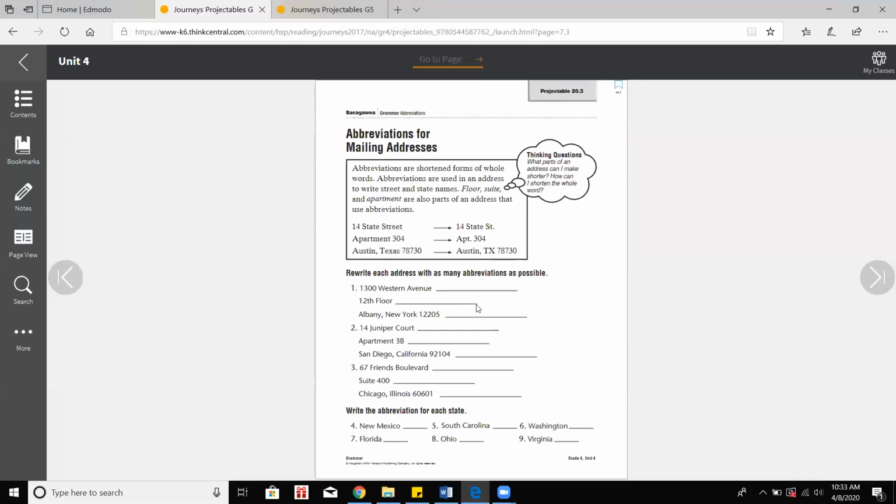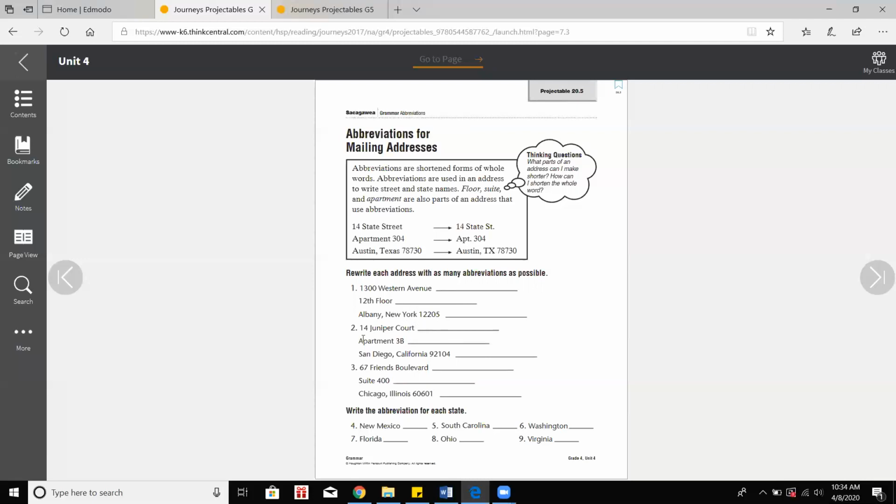If you have a pen and a paper with you, you can do it, or you can do it mentally also. So, 1300 Western Avenue, what is the abbreviation for the word avenue? 12th floor, abbreviation for floor. Albany, New York, abbreviation for New York, 12205.